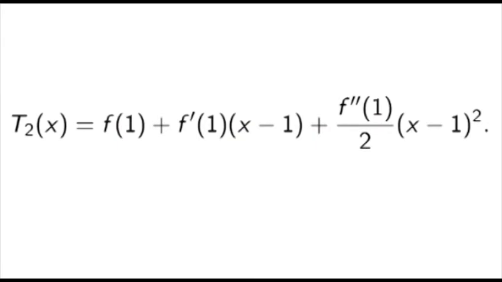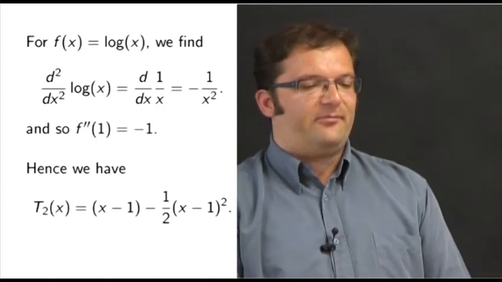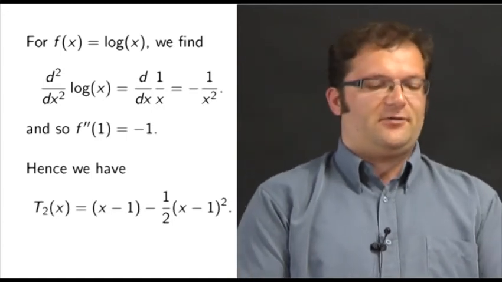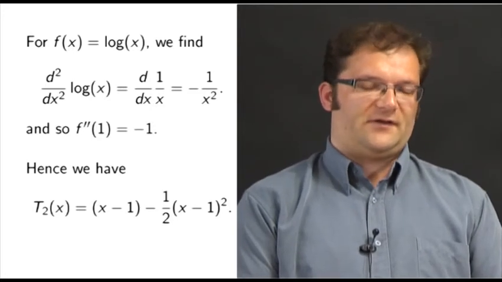And now I just substitute these values for the coefficients into the equation, and I get the equation for t2 of x. So let's compute these values for the function f of x equals log of x. We already know the value of f at the point x equals 1, that is 0. We already know the derivative, it's 1, because we computed this for the tangent.